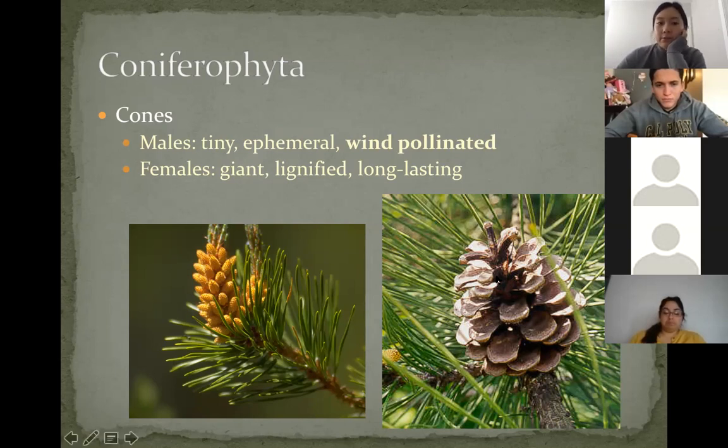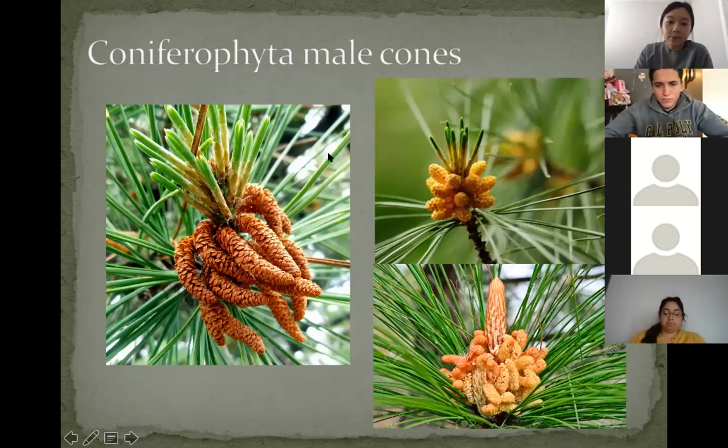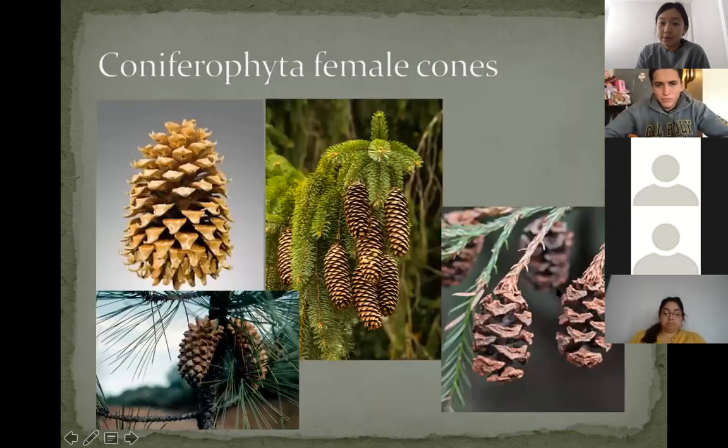The female cones, which is right here on the right, are usually going to be a lot larger, they're going to be lignified, and they're going to be long lasting as well. So for the conifers, the female cones are much larger and they're persistent, whereas the male cones are tiny and ephemeral. And the male cones have to be small, they have to be able to easily crumble apart so that they can disperse their pollen. So these are some more examples of male cones. Now some male cones, depending on the species, can be longer than others, but for the most part, they are pretty small in comparison to the female cones.